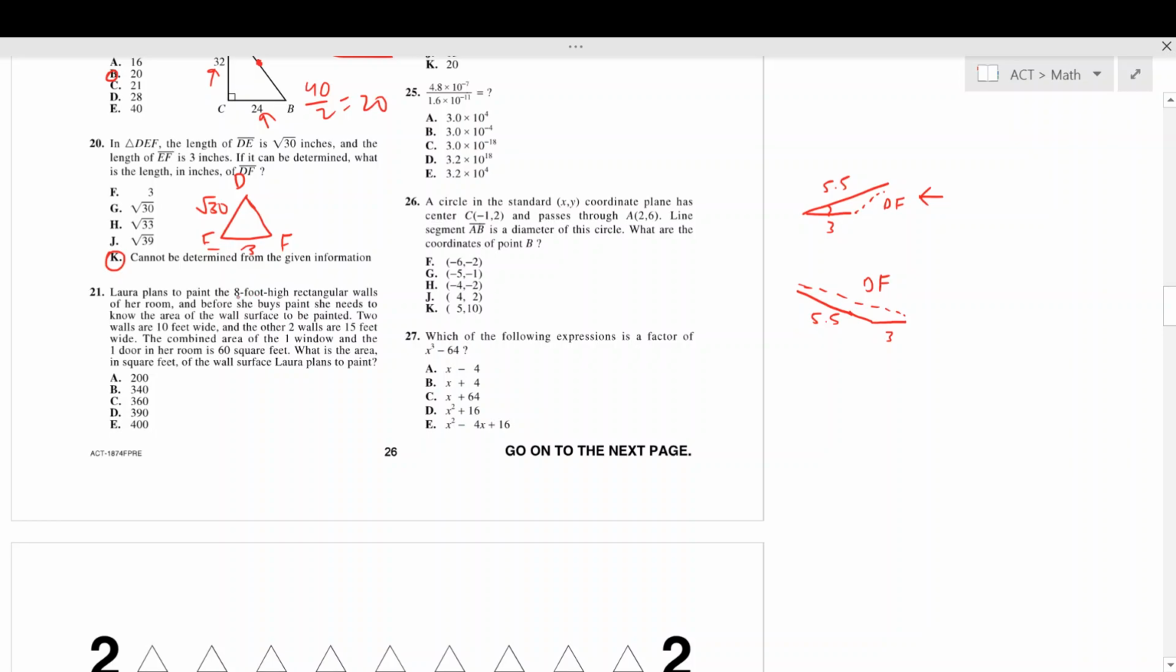Laura plans to paint the 8-foot-high rectangular walls of her room. And before she buys paint, she needs to know how much area needs to be painted. 2 walls are 10 feet wide, and the other 2 walls are 15 feet wide. So 2 walls, remember, are 10 feet wide, and the other 2 are 15 feet wide.